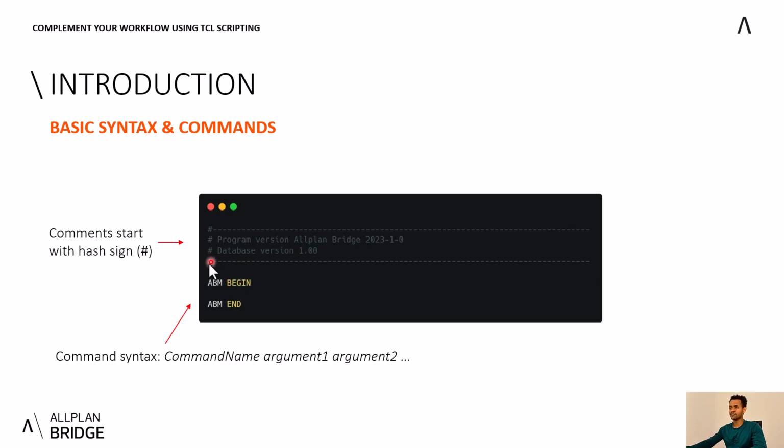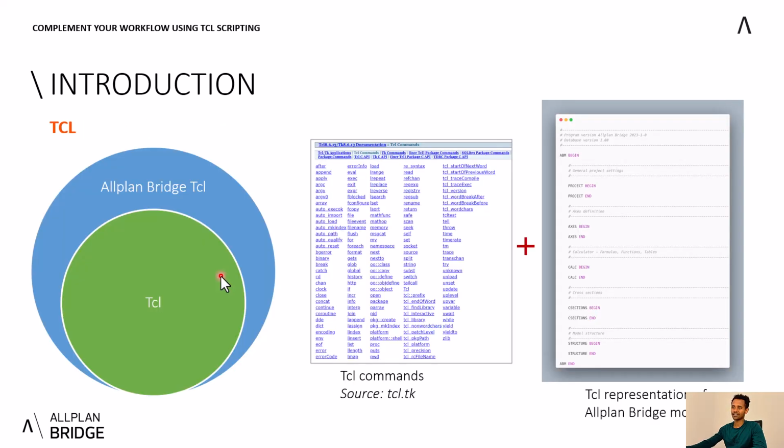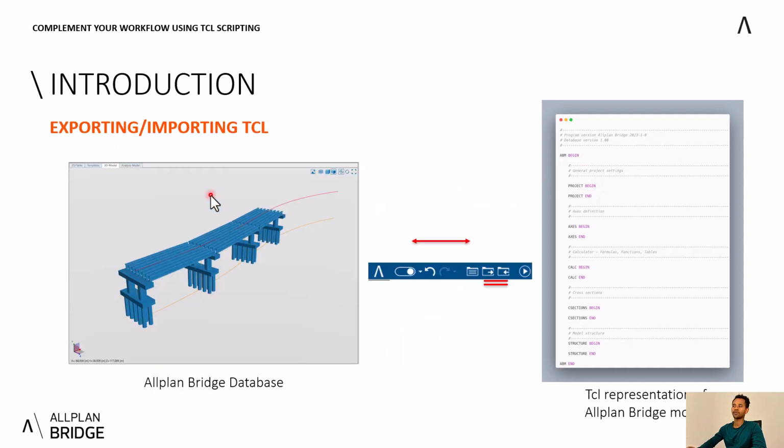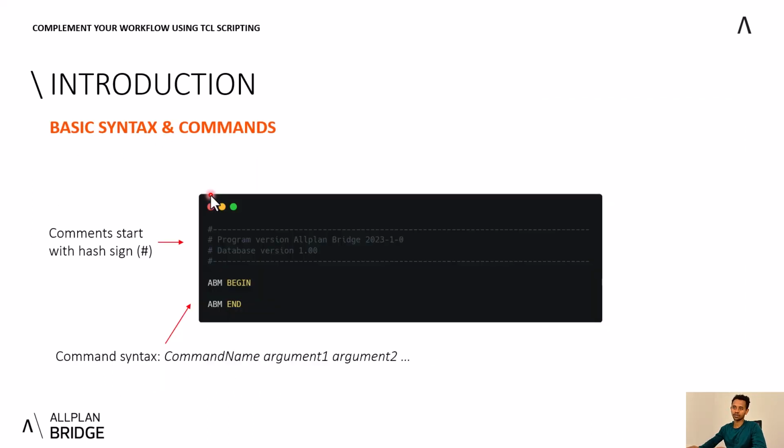In this case what we have here is ABM begin and ABM end. The ABM command is not a TCL command here, but rather it comes from Allplan Bridge. So this ABM is from the extended Allplan Bridge commands, and we will have a look into those in the next chapter. At this point we are saying Allplan Bridge model begin, Allplan Bridge model end. Everything that we write in between will be imported into the database and represented there.